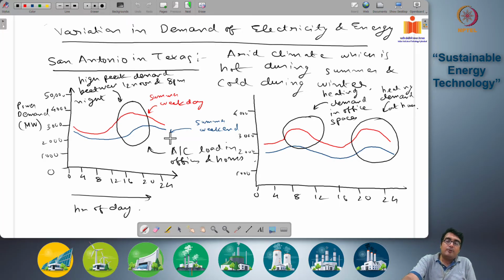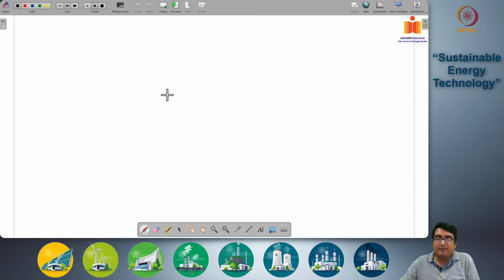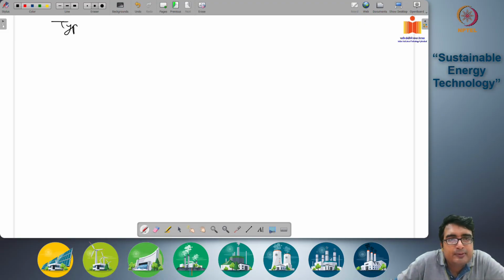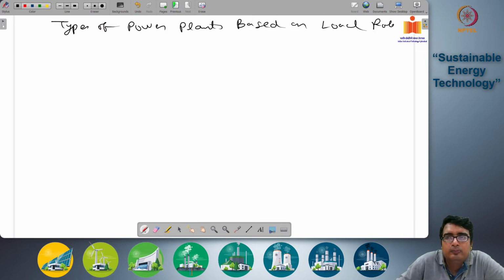Okay, so based on this criteria, we can separate out power plants into the following classifications. Types of power plants based on load role in the power grid.